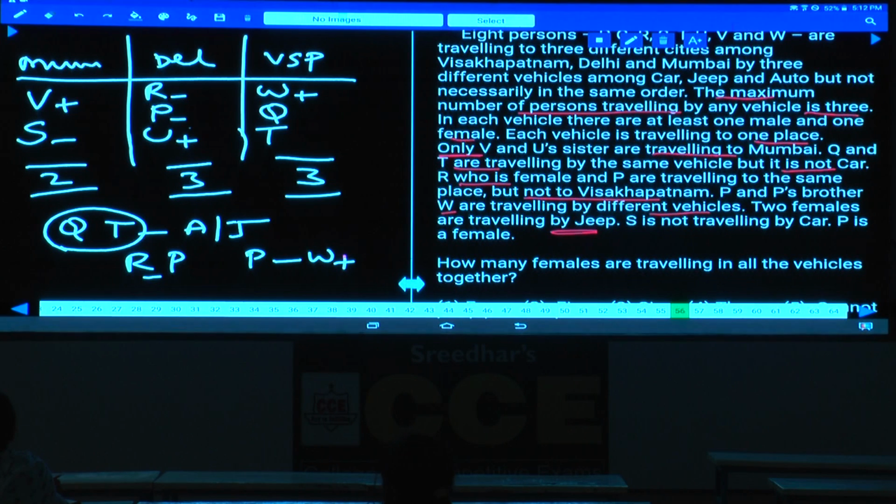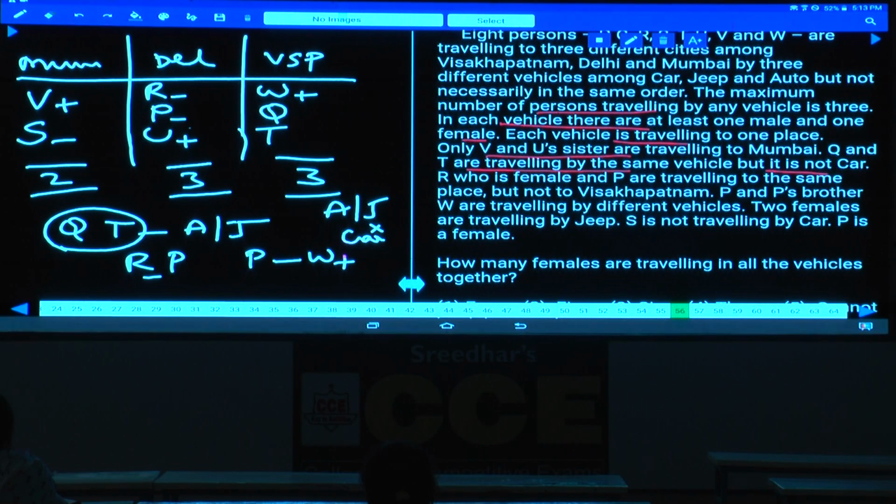Now, again, let us check the conditions once again. The maximum number of persons traveling by any vehicle is 3. Each vehicle has at least 1 male and 1 female. Each vehicle is traveling to one place. V and U's sister are traveling to Mumbai. Q and T are traveling by the same vehicle, but it is not this one. Hence, Q and T are traveling by either auto or jeep. And S is not traveling by car. As S is not traveling by car, now the persons who are going to Visakhapatnam are not traveling by car, isn't it? Are you following this or not?